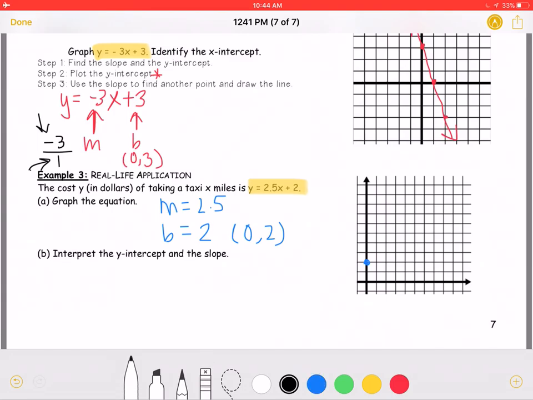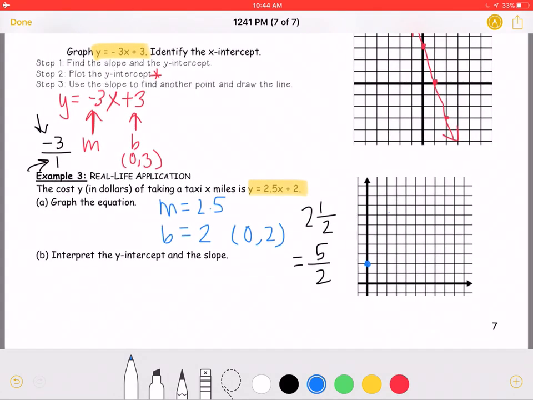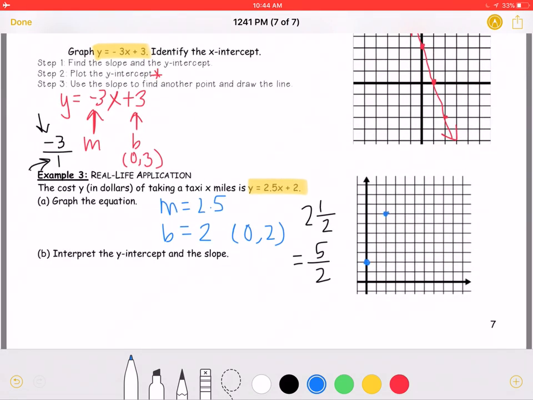So another way, I would just want to show you another way to do this is that I could write 2.5 as a mixed number. I could then change that to an improper fraction. So my slope is really 5 over 2, which means I rise 5 and then go to the right 2, my rise over run. So from this point that I have plotted from my y-intercept, I'm going to rise 5: 1, 2, 3, 4, 5, and then I'm going to run 2, positive, so I'm going to move to the right 2. And then I'm going to plot my point. So that is a way to do it.